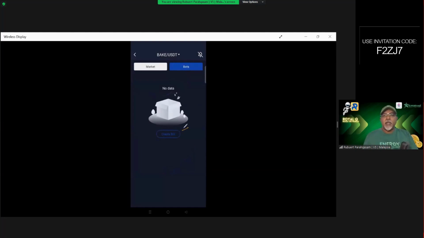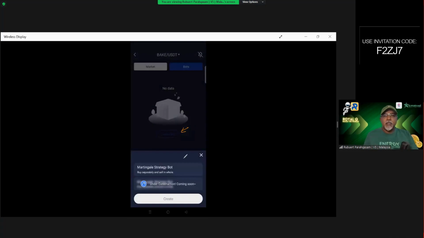Now we can create a bot. We are using the martingale strategy bot. The other one is maybe something in the future. I don't know what it is as yet. Once the developers develop this particular system, then we will be able to use it. Right now, we only use the martingale strategy bot. So I tap on martingale strategy bot. Then I tap on create.